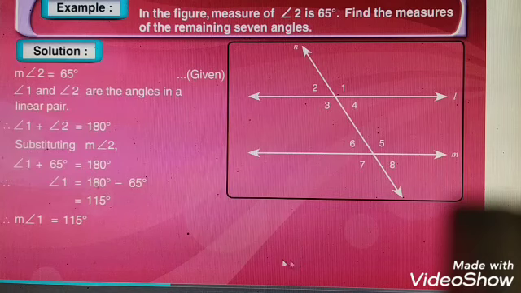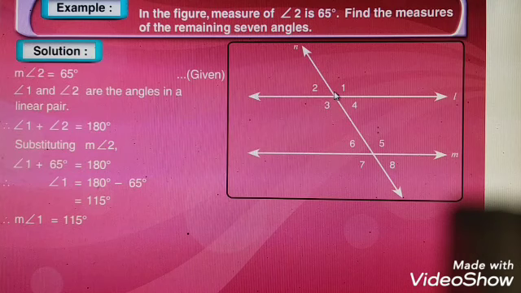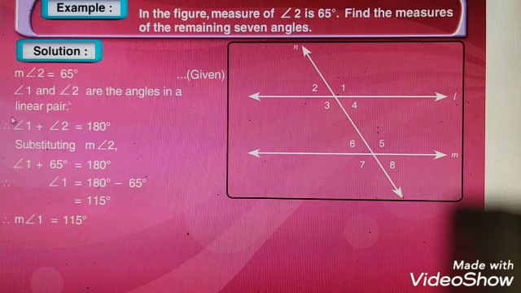Now here you can see one example. In the figure, the measure of angle 2, this part, is given, that is 65 degrees. Find the measure of the remaining 7 angles. Now let's first find the first angle. Solution: the measure of angle 2 is equal to 65 degrees, which is given to us.